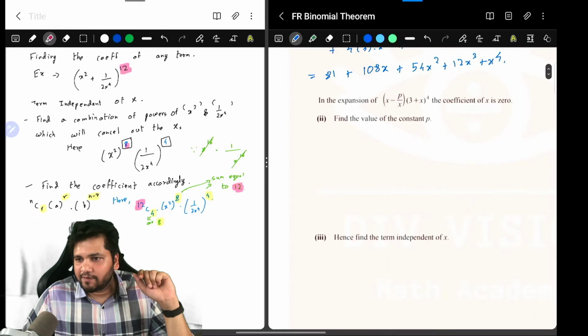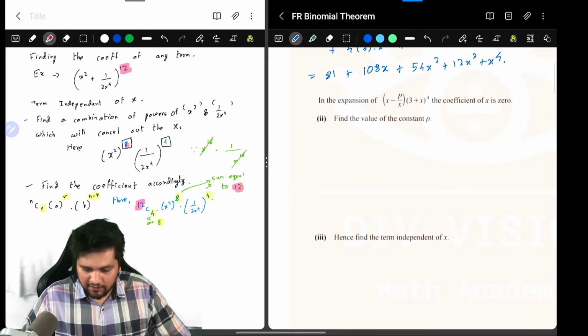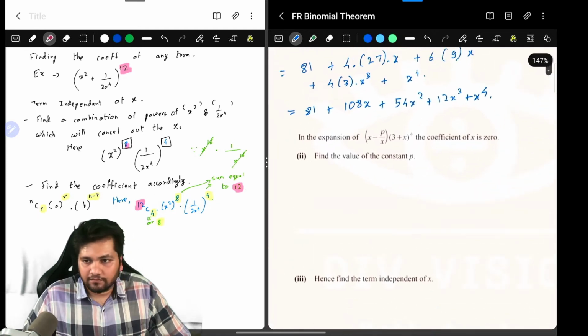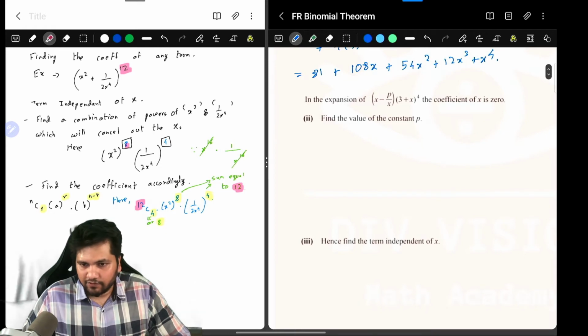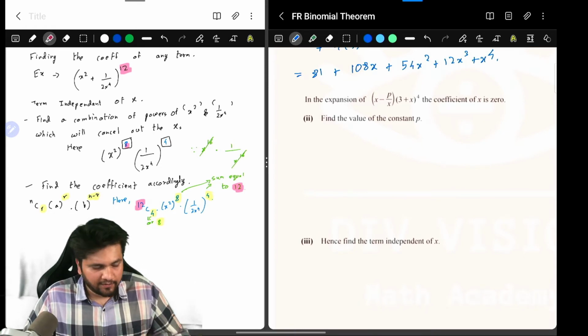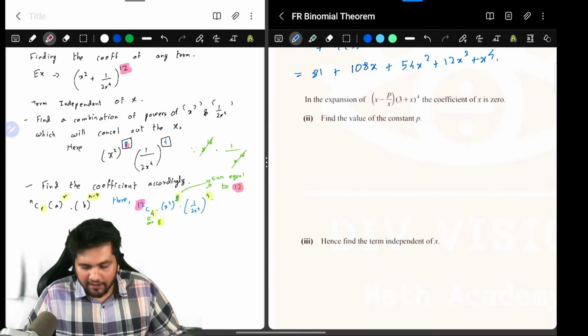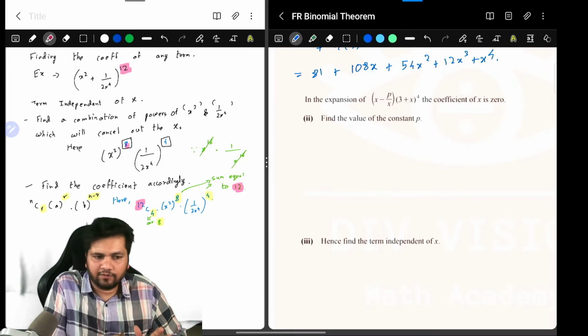In the expansion of (x minus p by x)(3 plus x) to the power of 4, the coefficient of x is 0. Find the value of the constant p. Now see here. Okay, I don't have the mark scheme. I'll have to solve it and upload it. I have just randomly taken some values. Not randomly, I have taken all these questions using my mind, and these questions I'll upload at a portal which I'm going to give you access to soon.